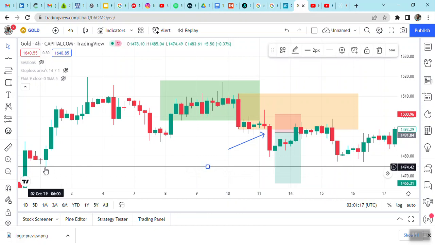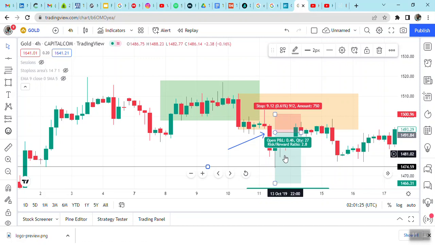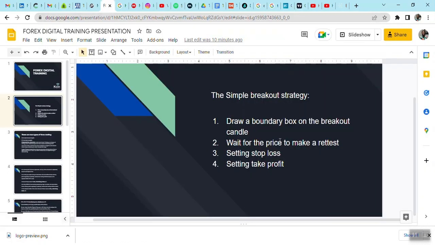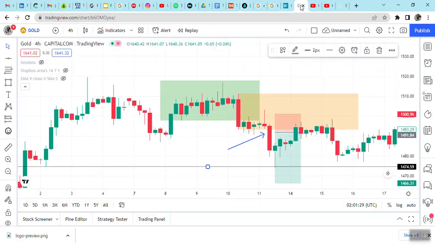So you can see from this week here to this week, it started going back up. So if you place your TP1 somewhere here, you will still make your profit. So that's how to do it. This is the third rule, setting your stop loss and setting your take profit. That's what I just explained.